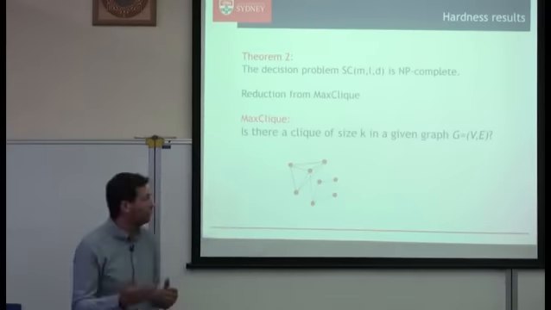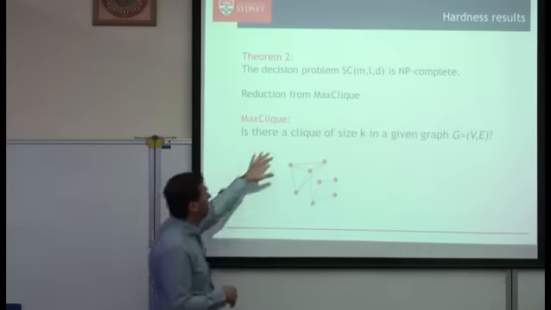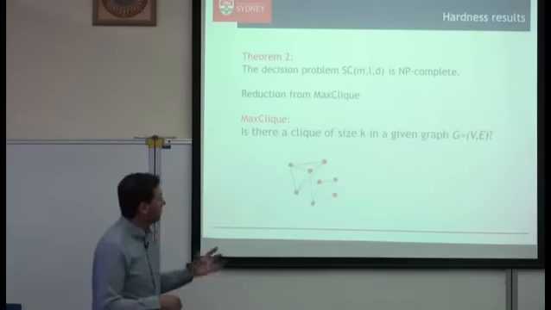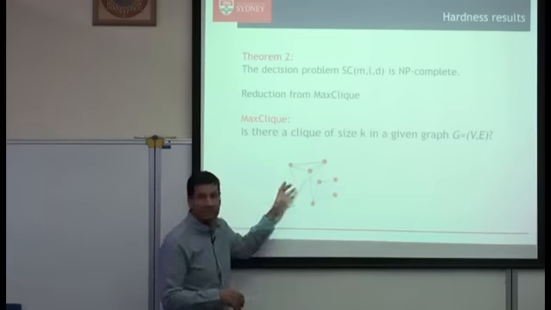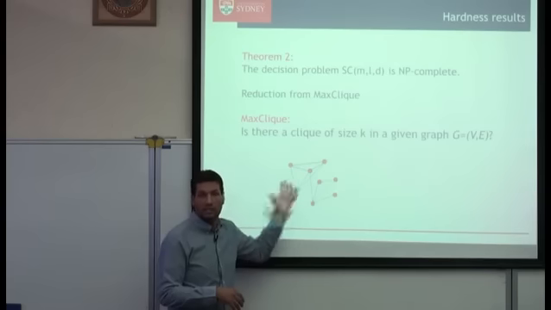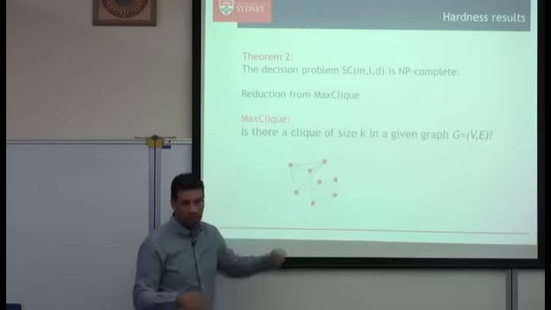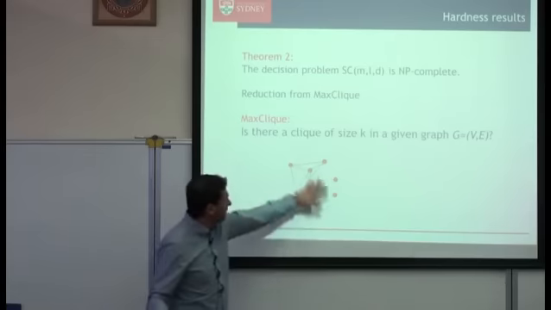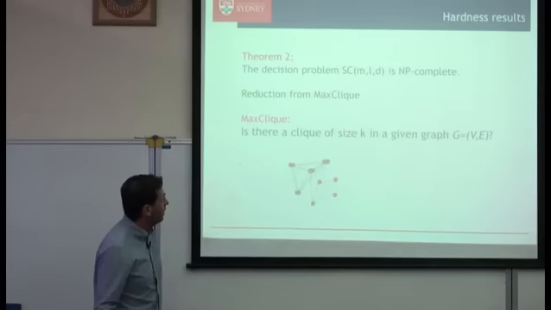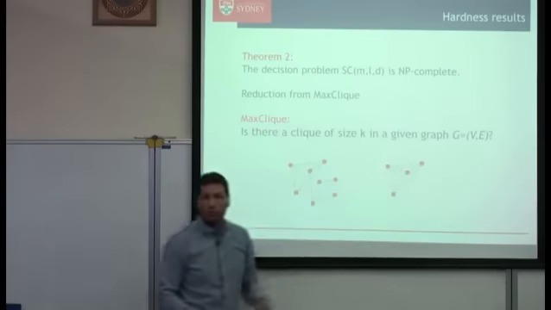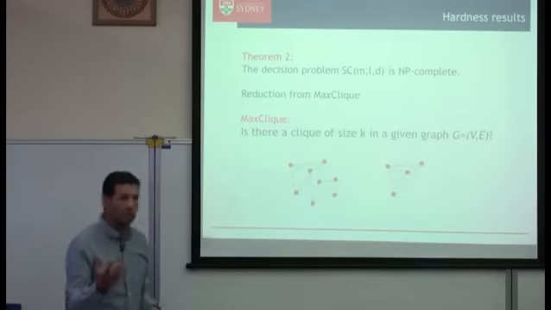So the decision version for max clique is: is there a clique of size k in a given graph G? Okay, so a k-clique is k vertices that form a complete subgraph in my given graph. So for example, if this is my graph, then this subgraph forms a clique of size 4, right? Because it's a complete subgraph of those 4 vertices.